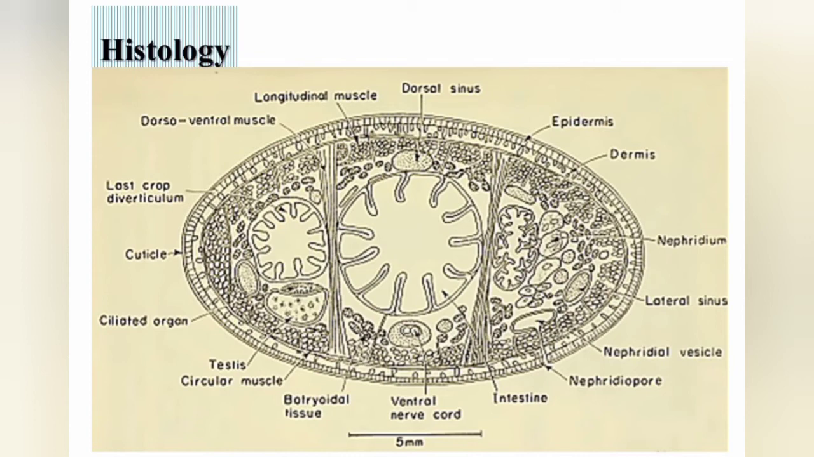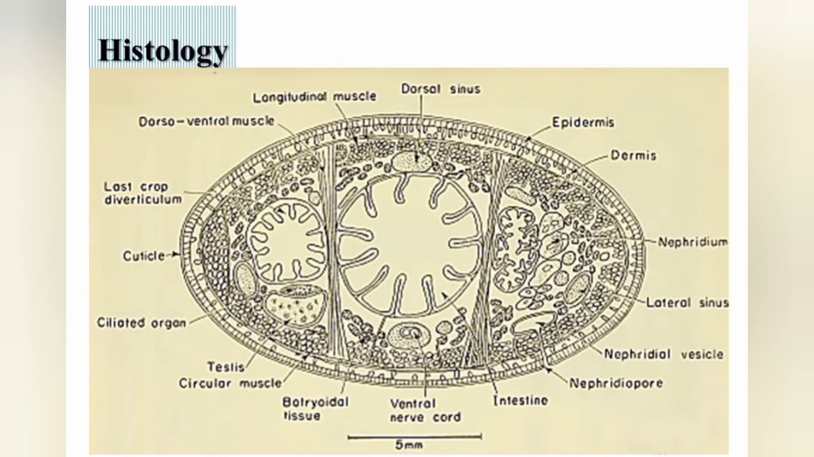The fourth layer is muscular layer. It is formed of circular and longitudinal muscles. The fifth layer, that is botryoidal tissue, is present beneath the longitudinal muscles and fills the entire coelom around the gut or stomach.